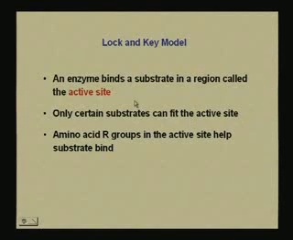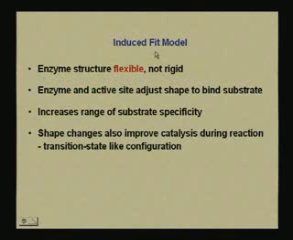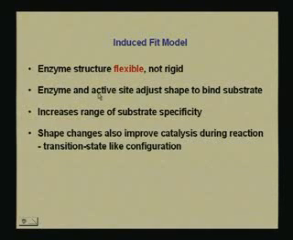So to form the enzyme substrate complex, we can have a lock and key model. We can have an induced fit model. What does this say? It says that the enzyme structure is actually not as rigid as a lock. Okay? It is slightly flexible. So what it does is the enzyme and subsequently its active site can adjust its shape to bind the substrate. Okay? So there is a slight modification that can occur due to the flexibility.